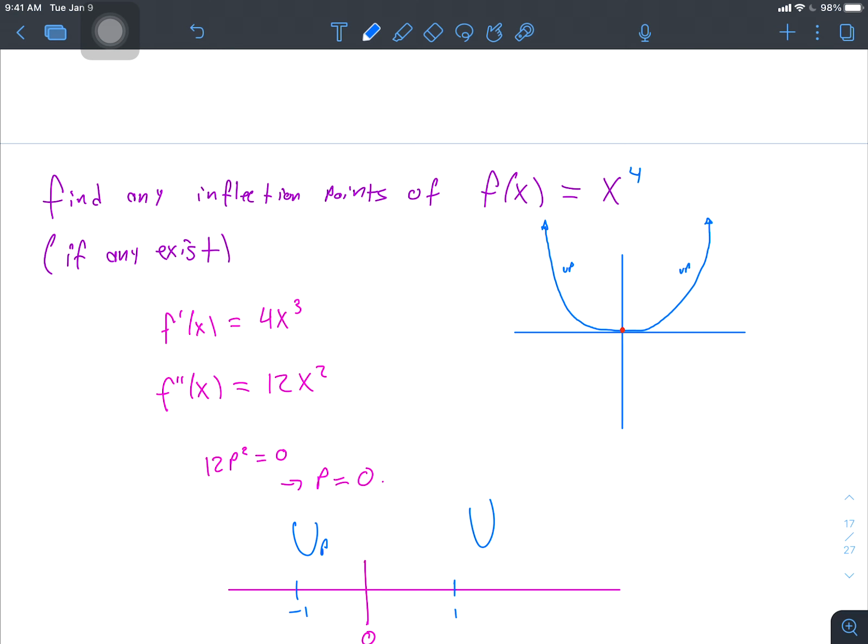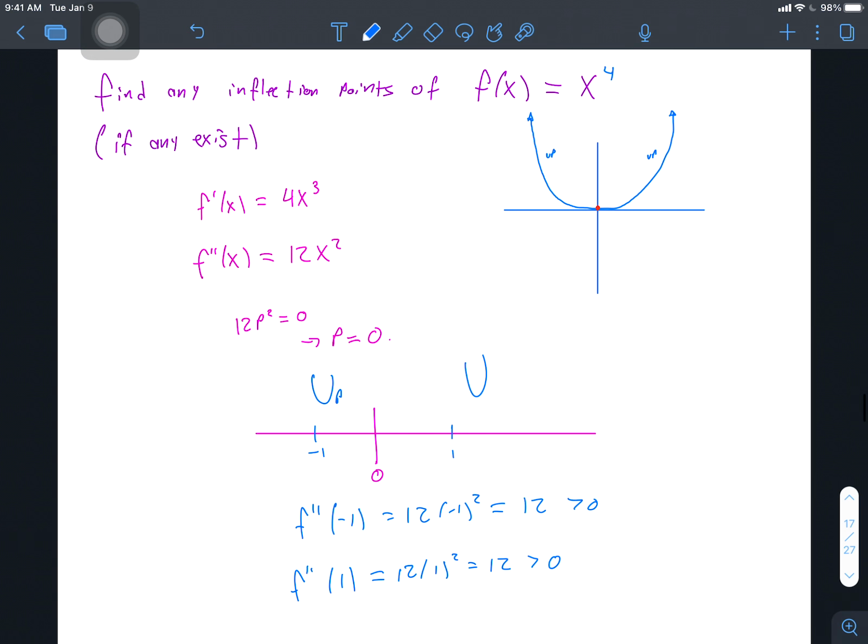But once I've found all the candidates, I go one by one through each of the candidates, and I say, is this candidate an inflection point? Yes or no. Is this candidate an inflection point? Yes or no. And I do it all using this number line. So in particular, I might have more spots on my number line here. Does that answer your question? Yeah. So for this problem, the question is find any inflection points of f of x equals x to the 4th, if any exist. And my answer would be, there are no inflection points for this function.